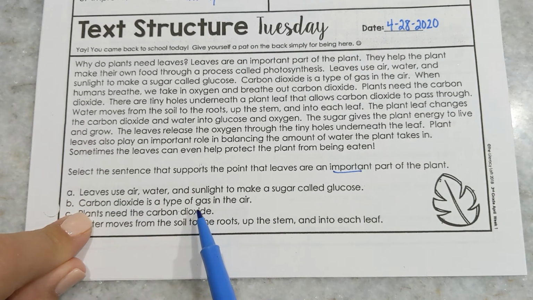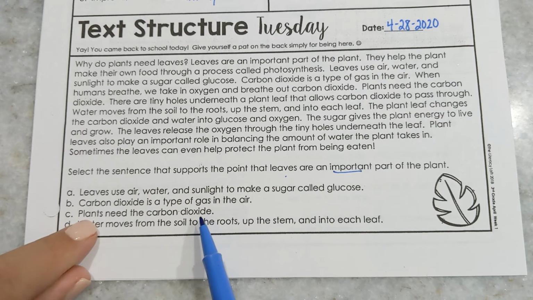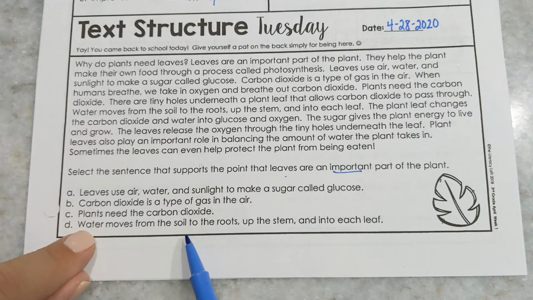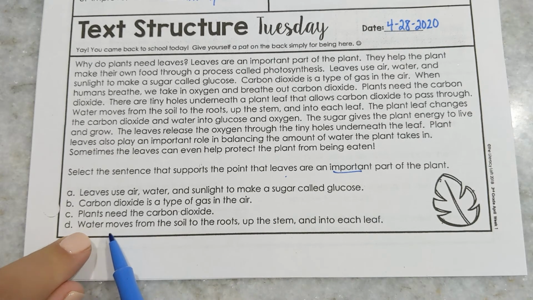Carbon dioxide is a type of gas in the air. Does this explain why the leaf is an important part of the plant? I don't think so. Plants need the carbon dioxide. They do need the carbon dioxide, but does this say anything about leaves and why they're important? Maybe in a roundabout way. Water moves from the soil to the roots, up the stem, and into each leaf. This is true. That's why these questions are, I almost said tricky, because even though this is true, it doesn't answer our question.